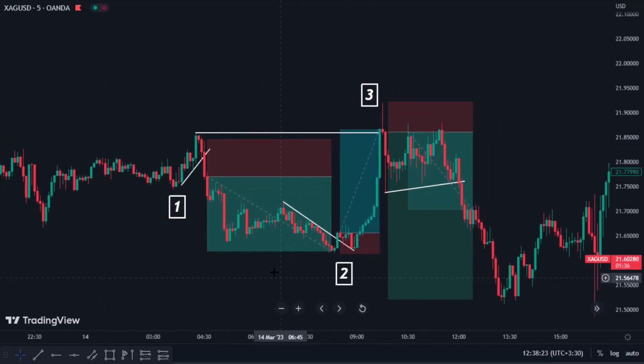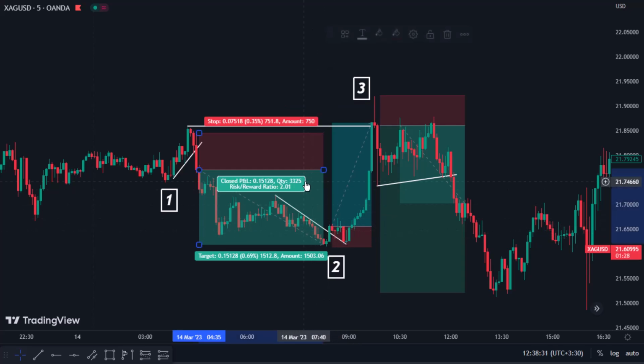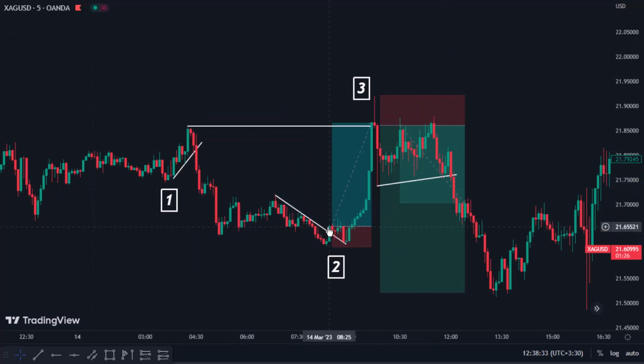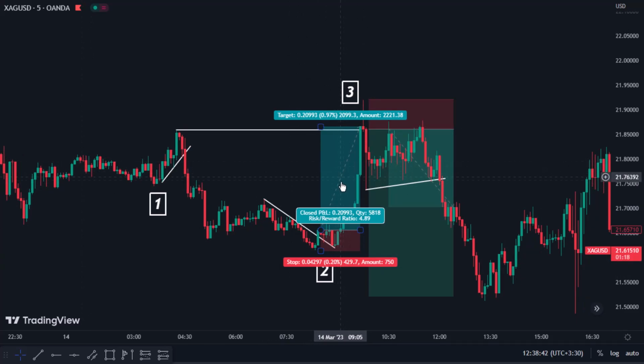On the second position we did have this trend line with several touches, and it was broken here with this green candle. Let me clean it. On this green candle we could enter a buy position there, put our stop loss somewhere safe like here, and it gives us something around risk to reward 5.